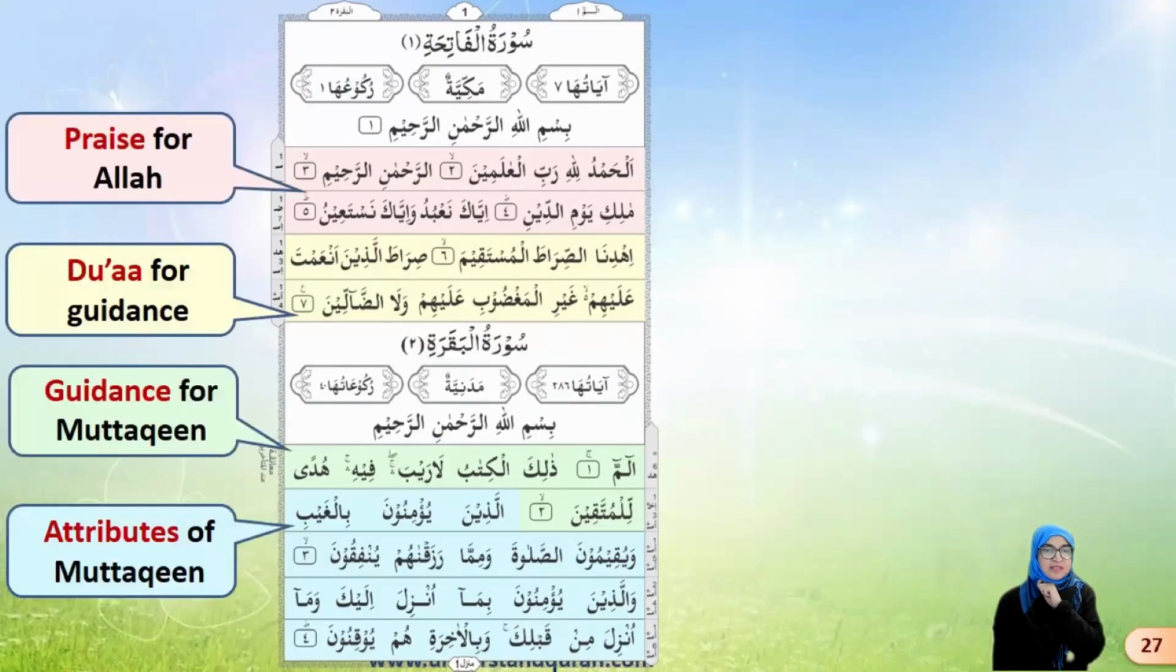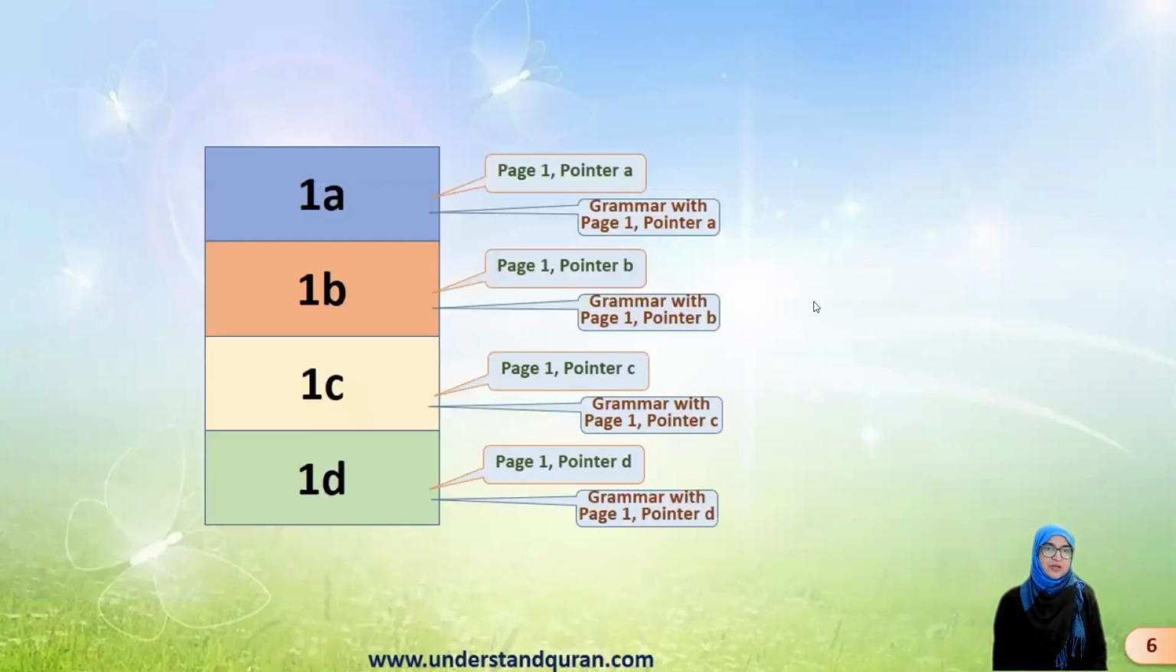These are the 4 pointers. So in this page of Surah Fatiha and Surah Baqarah, page 1, you have 4 pointers. The first pointer is praise for Allah. The second pointer, in yellow, is dua for guidance. The third pointer is guidance for muttaqeen. And the fourth pointer is attributes of muttaqeen.